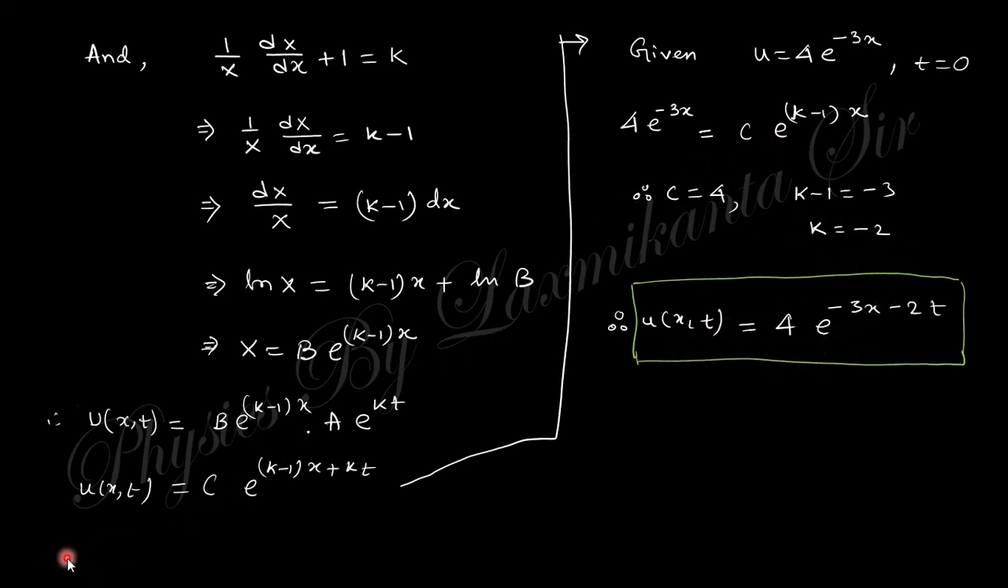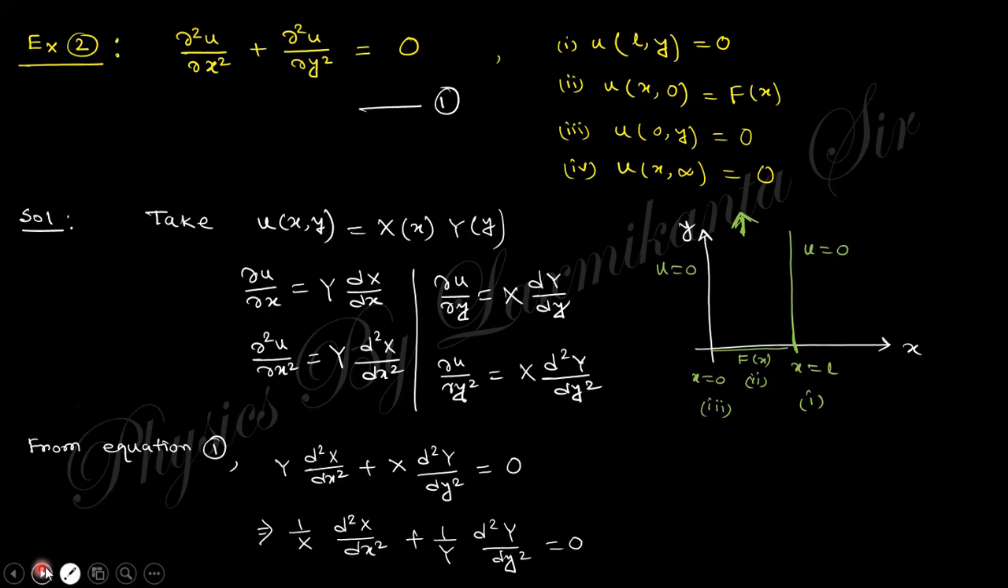I think it is clear how we can find the solution of a partial differential equation using the boundary condition. Take another example. Suppose this is a partial differential equation given with these four boundary conditions. Clear? At the very first, you just have to realize the boundary conditions.